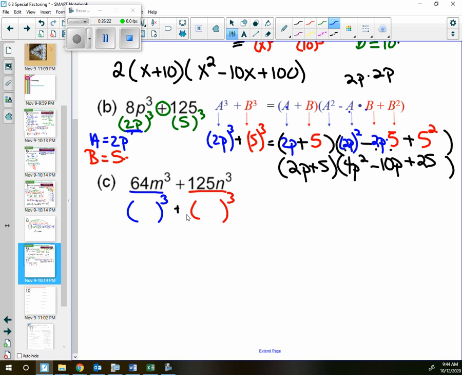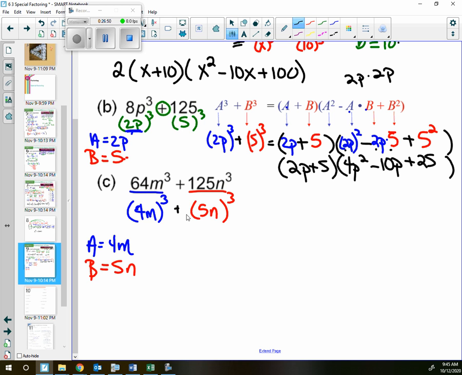All right, so what cubed is 64? Well, that's an 8, or pardon me, a 4. Perfect squares can get confusing with perfect cubes, so just keep your thinking straight. I need to do that too. So 4, and then m, right? m cubed would give you m cubed. What do you cube to get 125? Well, that's a 5, so that would be a 5 and an n. So your a value, like in the formula here, your a is the 4m, and your b is the 5n.